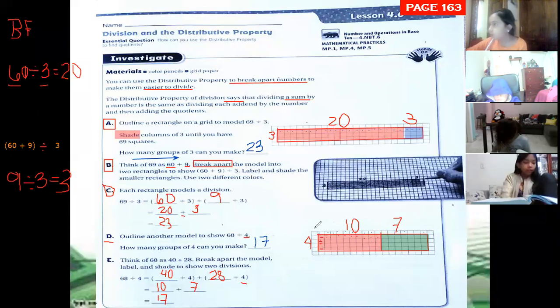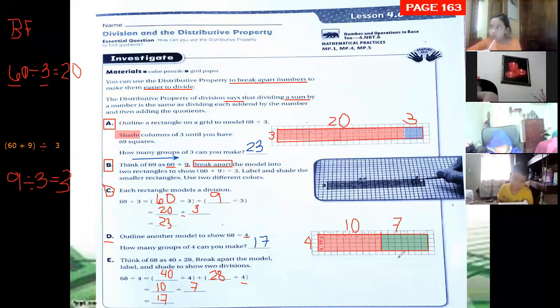You multiply 4 times 10, 40. There are 40 tiles here in the red part. 4 times 7, 28. There are 28 tiles in this green part. What about here? 3 times 20, 60. There are 60 here. And 3 times 3, 9. There are 9. 1, 2, 3, 4, 5, 6, 7, 8, 9.